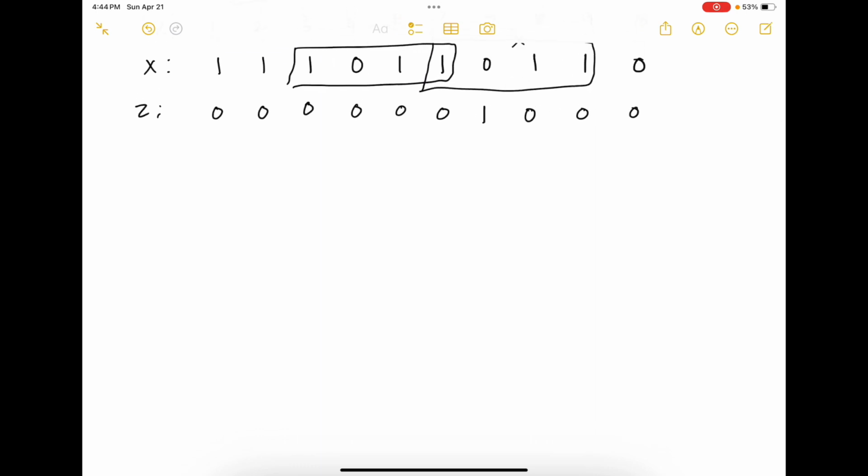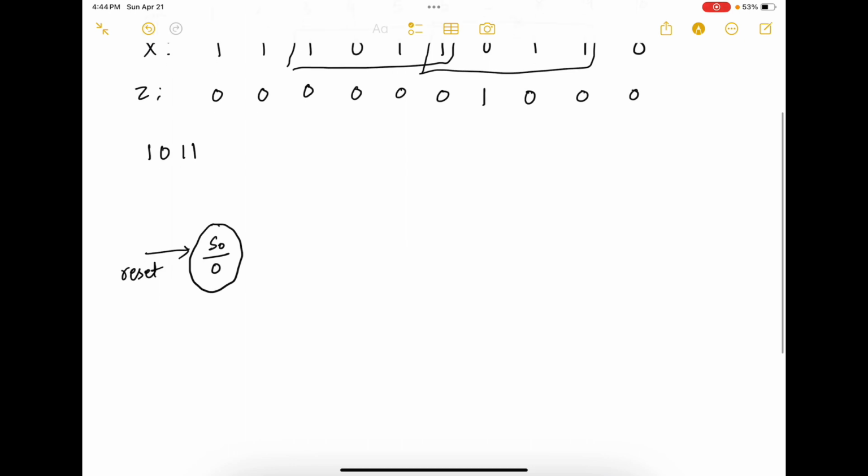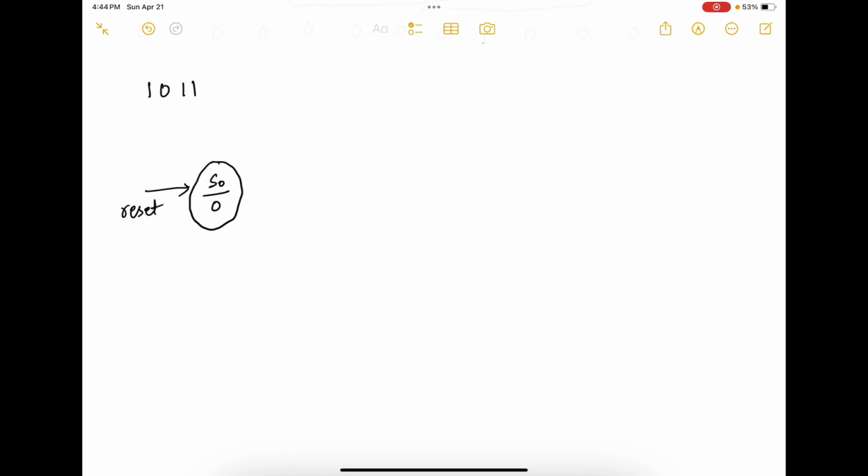So remember, our target is to detect 1011. So the initial state is S0 with the output 0. That's the reset state. So we have to go in the path to detect the sequence. You get a 1, you move to S1, but your output is still 0. S1 is a state which can be reached from the reset state by having the input 1.